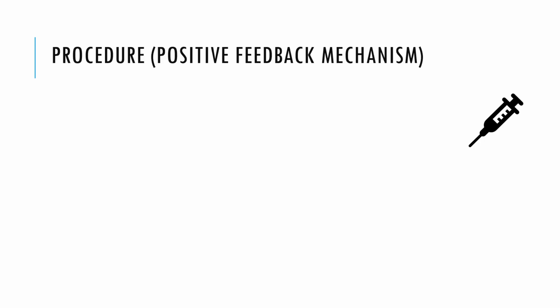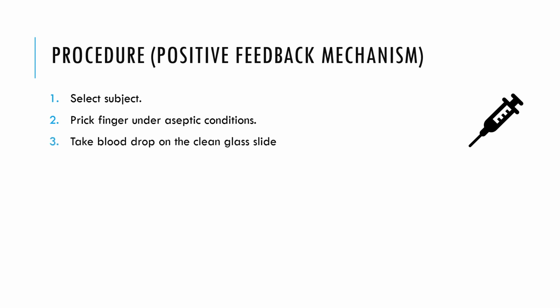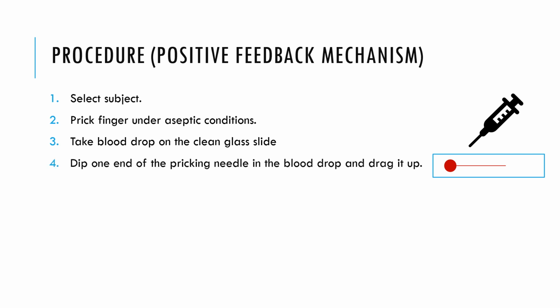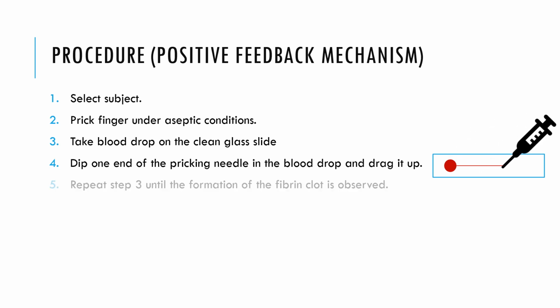Then we'll see the procedure for positive feedback mechanism. In positive feedback mechanism, again we'll select a subject, then we'll prick the finger under aseptic conditions. After pricking the finger, we'll take 1 drop of blood on a clean glass slide. Then we'll dip one end of the pricking needle in the blood drop and drag it up. Then repeat step 3 until the formation of a clot is observed.